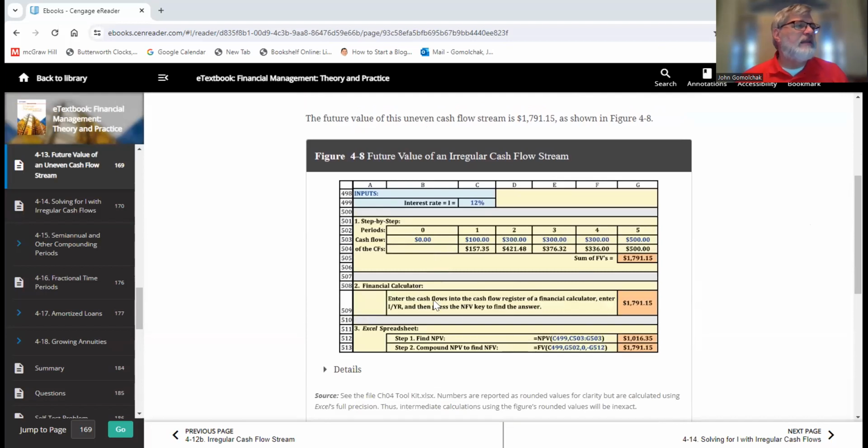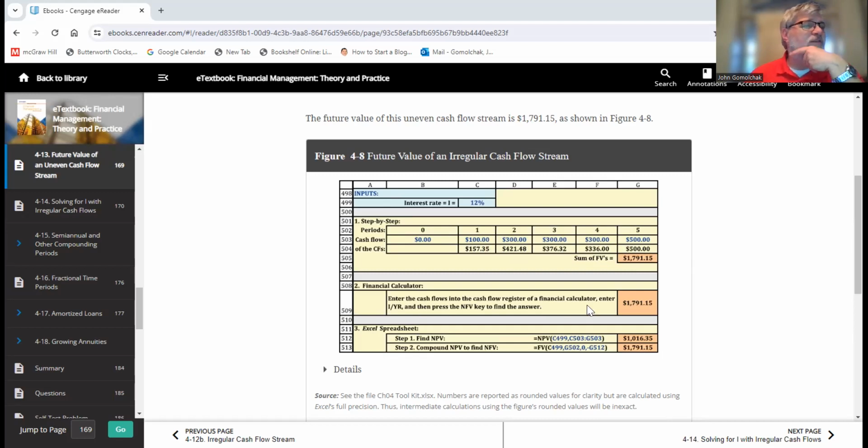Okay, so we end up here with the step-by-step, the 100, 300, 300, 300, 500. So the future value of this $100, so you're compounding going forward, the future value of this 300, of this 300, of this 300, this 500, its future value is 500 because it's at the very end of the period, right at the valuation date. So if you add together all of these payments, the future value is 1791.15.